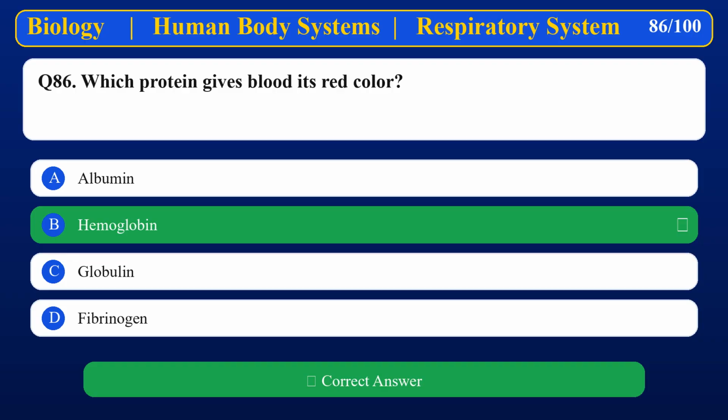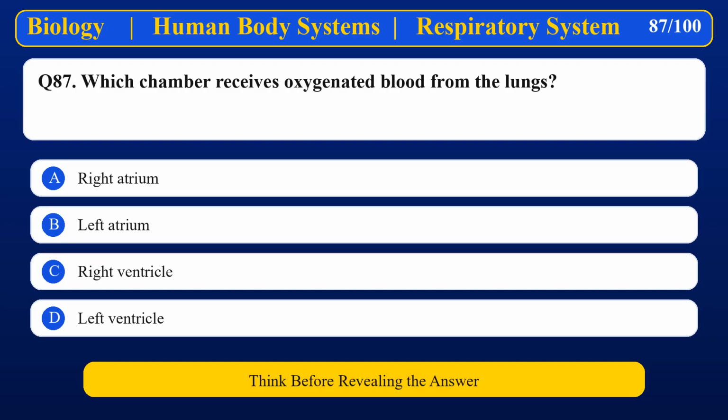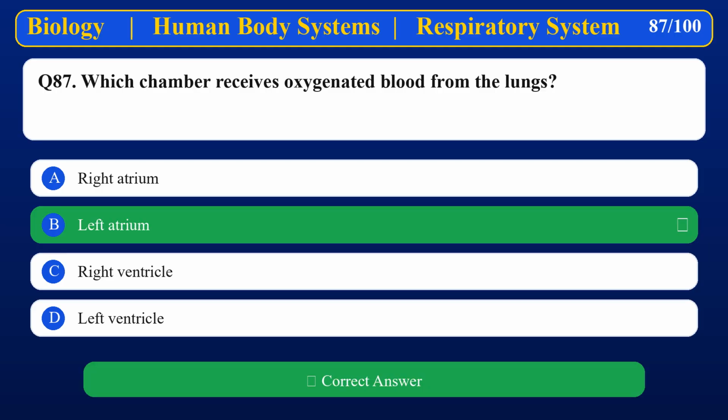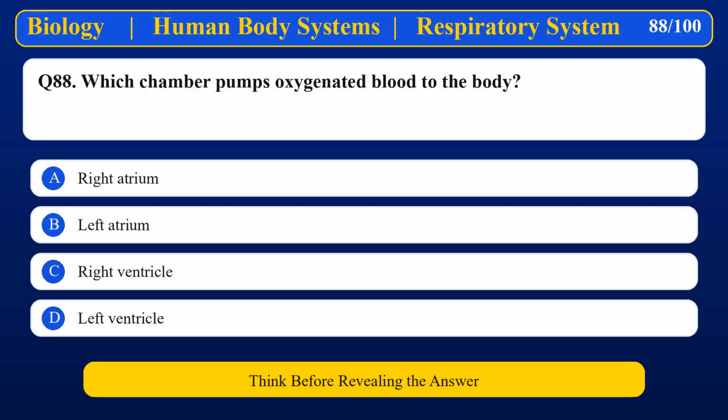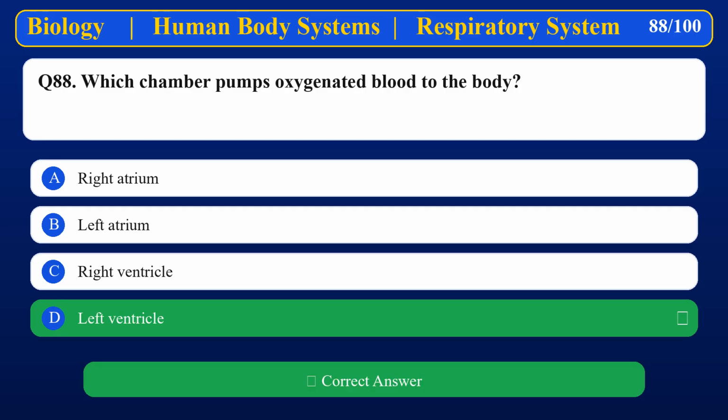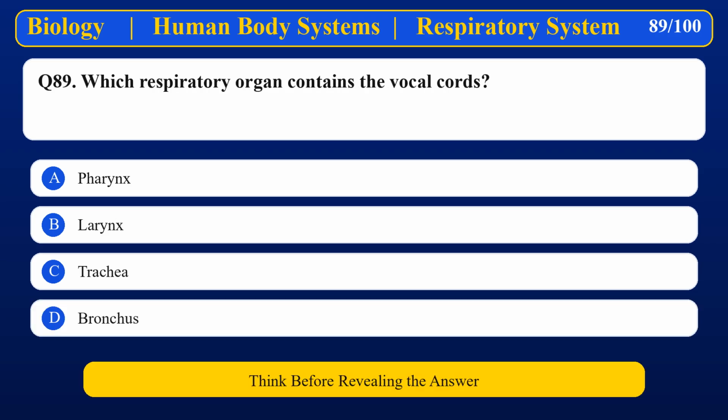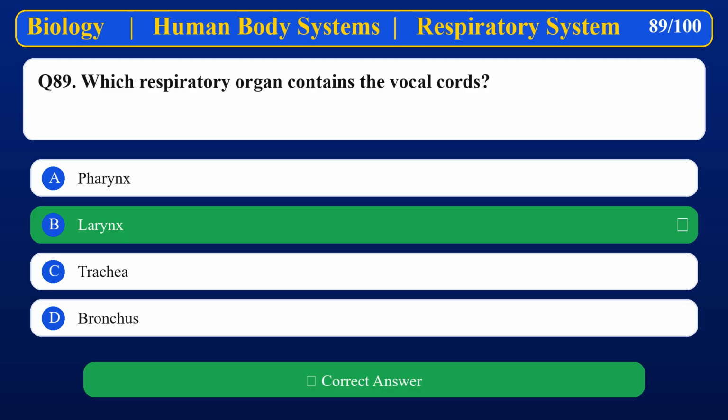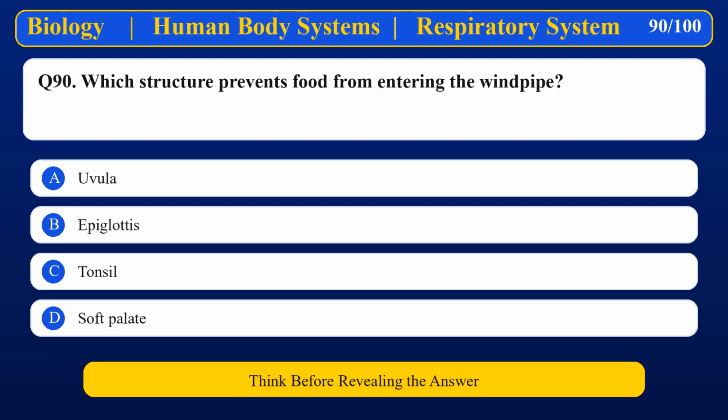Which protein gives blood its red color? Hemoglobin. Which chamber receives oxygenated blood from the lungs? Left atrium. Which chamber pumps oxygenated blood to the body? Left ventricle. Which respiratory organ contains the vocal cords? Larynx.